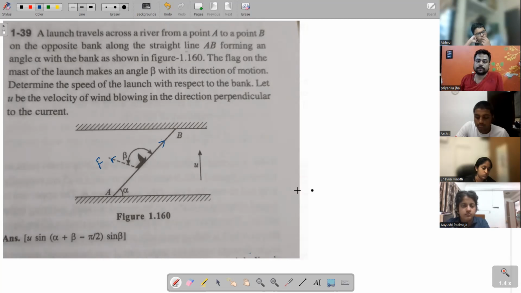Determine the speed of the launch with respect to the bank. If this flag is fluttering in this direction, it means this is the direction of wind with respect to the launch, because the flag will definitely flutter in the direction in which the wind is blowing. Right?